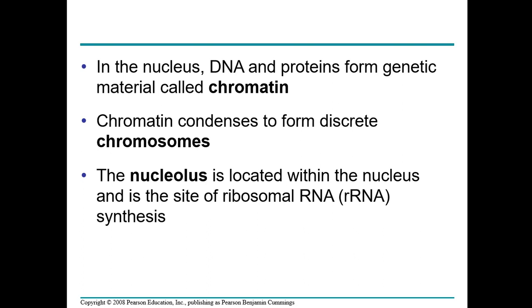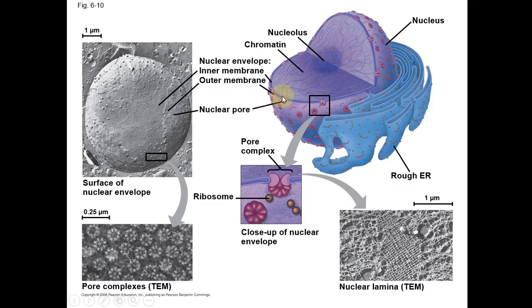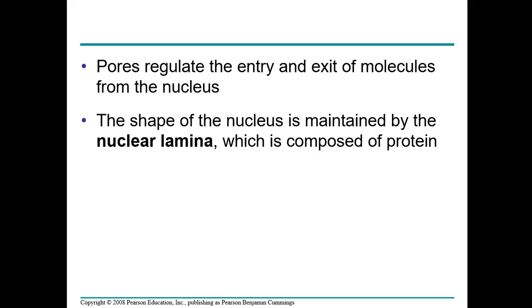In nucleus, DNA and proteins form genetic material called chromatin. Chromatin, class, it's a mixture of DNA and proteins. Kaya dito na sinabi DNA and proteins kasi meron siyang DNA wrapped around a particular protein called histone. So, that made up the chromatin.